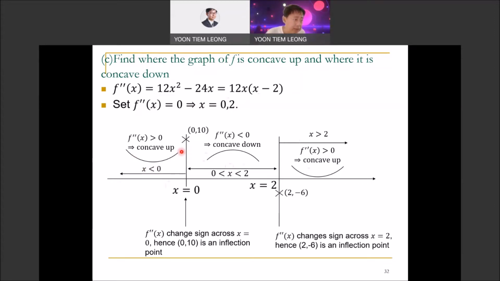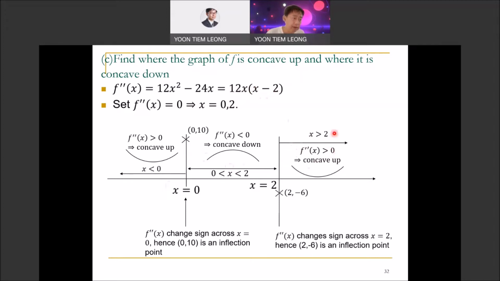Then for x larger than 2, this factor is positive and 12x is also positive. So the product of 12x and x minus 2, both of these have a positive sign. So it is quite obvious that f prime prime is simply positive. For x larger than 2, the factor x minus 2 times the factor of 12x will both be positive. Therefore, f prime prime again is positive when x is larger than 2. So you identify this region to have a concavity up when x is larger than 2.